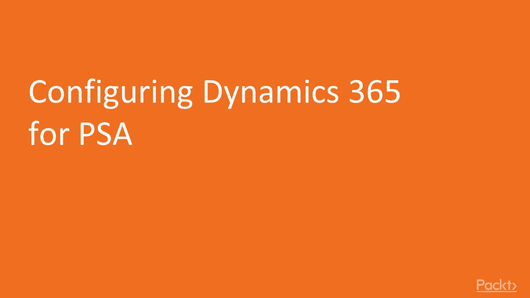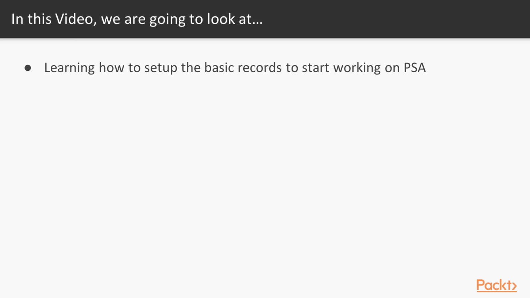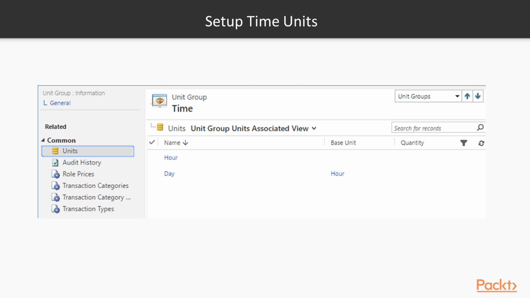Let's start by setting the time unit first, which is very important for PSA. In this video, we will learn how to set up the basic records to start working on PSA. So let's get started. Let's understand a bit about the units. Units are the quantities or measurements that you sell your products or services. For example, if you sell gardening supplies, you might sell seeds in units of packets, boxes, and pallets.